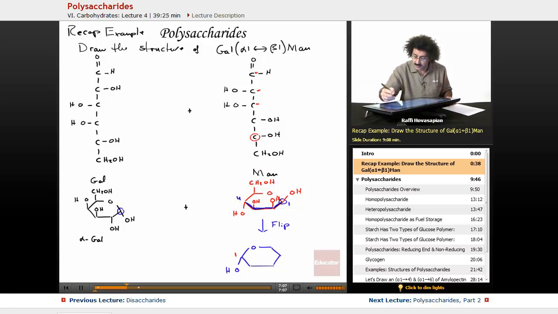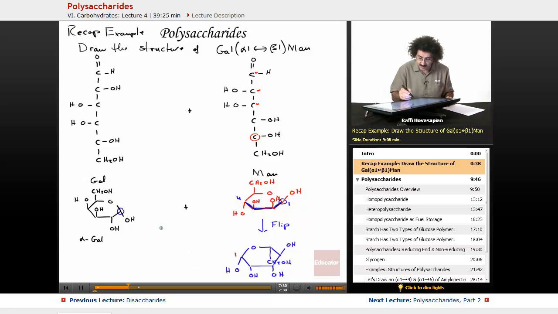So let me go back to blue. So OH is down here. This OH is going to be up there. These have been flipped, so now these are both down. So that hydroxide and that hydroxide. This one has been flipped over to the other side, and it's also down. So this is going to be over here, CH2OH. So now that's the arrangement.